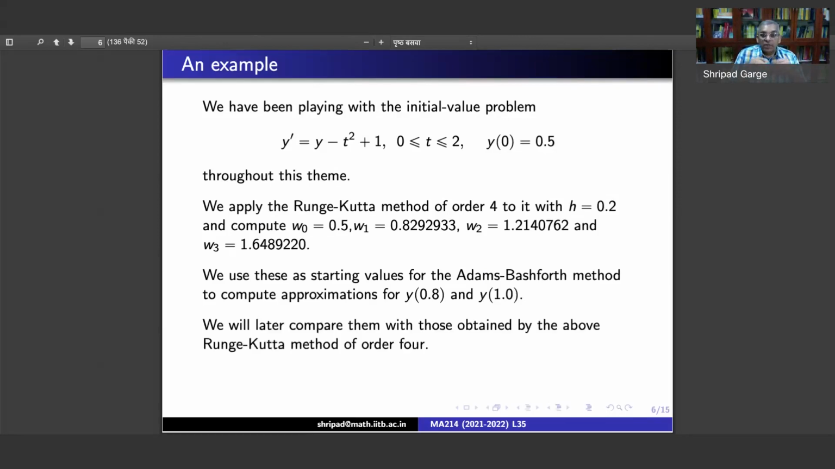After computing these two values, we will also compare them with the Runge-Kutta method of order 4, because we could have continued with the Runge-Kutta method of order 4. You have computed from W0 up to W3. Why don't you just do W4, W5 and so on? That's also something somebody may ask. So we will compare and see how we fare in comparison with the Runge-Kutta method of order 4.